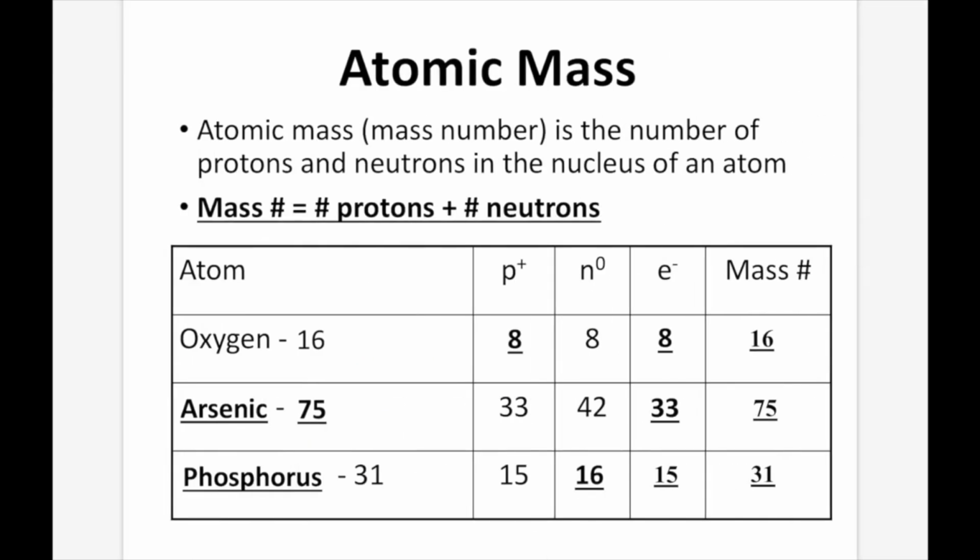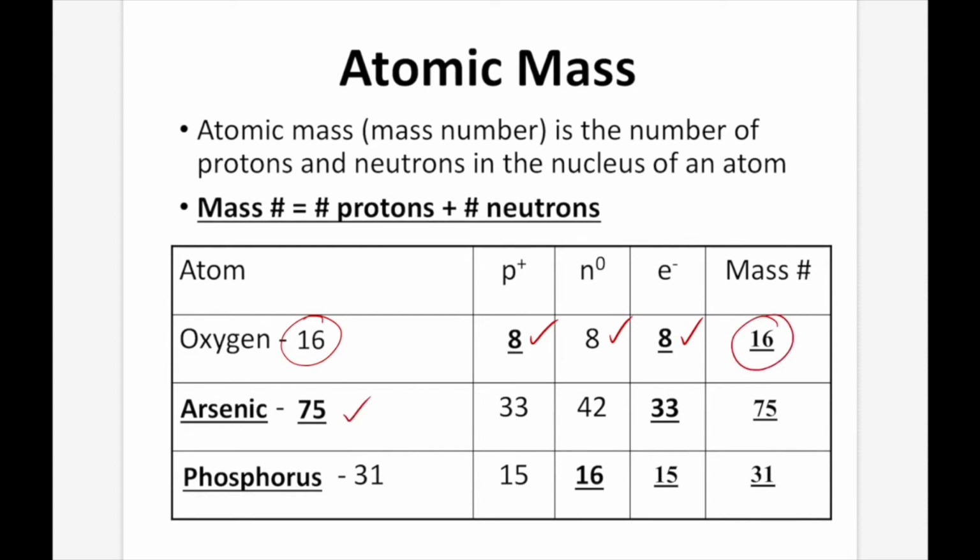Atomic mass. Atomic mass, otherwise known as mass number, is the number of protons and neutrons inside the nucleus of an atom. The atomic mass is going to equal the number of protons plus the number of neutrons. We're going to add them together. So for instance, oxygen 16. This 16 here represents the mass. So this is oxygen with a mass of 16. It has 8 protons, 8 neutrons, and 8 electrons, as we said in a neutral atom, which this is. It has the same number of electrons and protons. Therefore, it has an overall mass of 16.